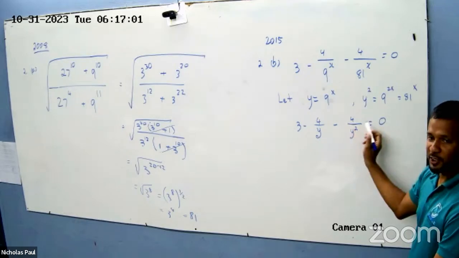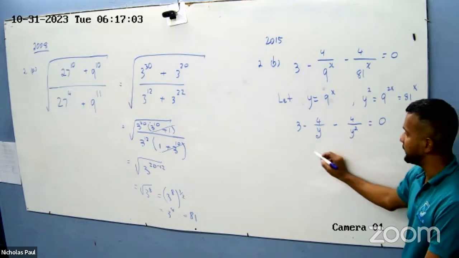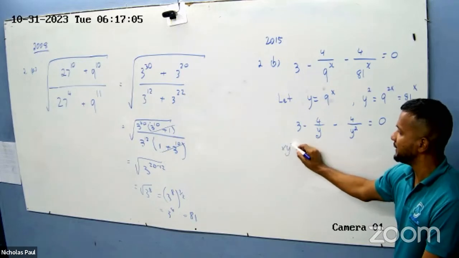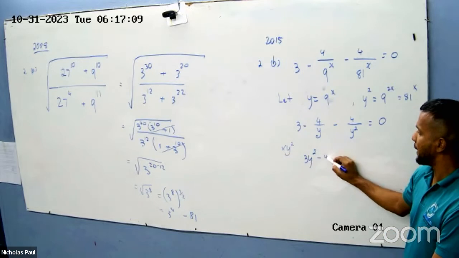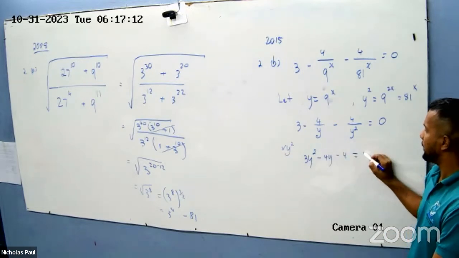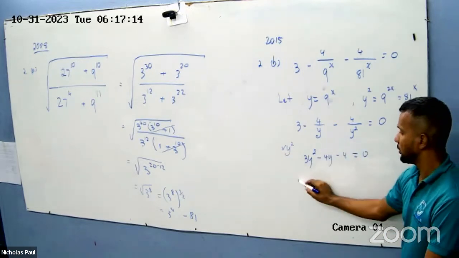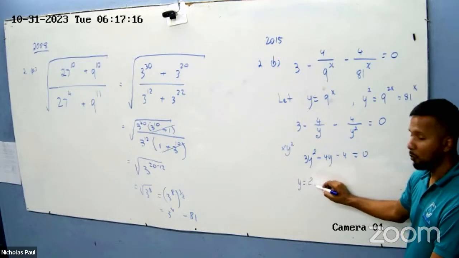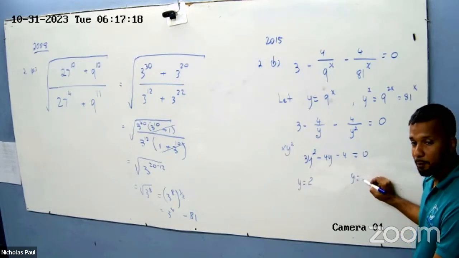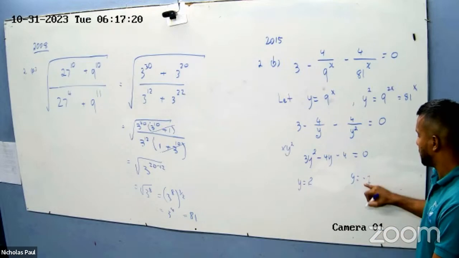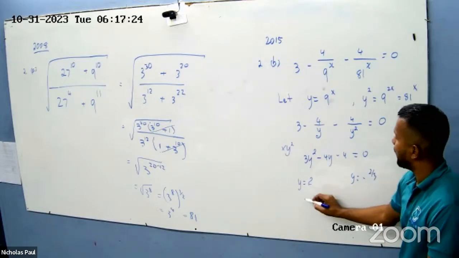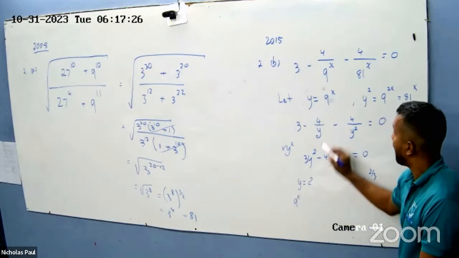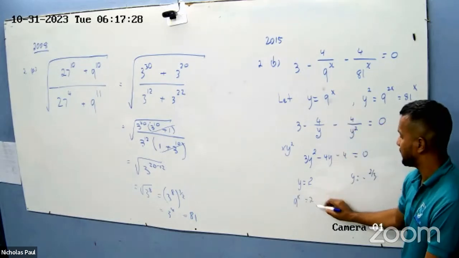But it's fractions, right? So you don't want to work with fractions. So you multiply everything by y squared. So you'll get 3y squared minus 4y minus 4 is 0. y is 2 and y is minus 2/3. But remember, y is really what? y is really 9 to the x.